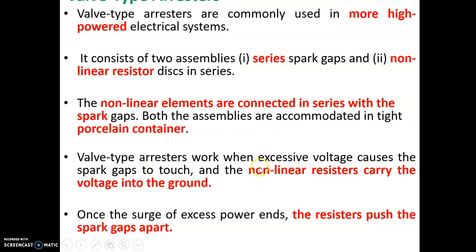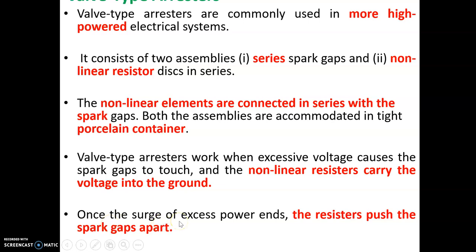A valve type arrestor works when excessive voltage causes the spark gaps to break down, and nonlinear resistors carry the surge into the ground. I told you how it will pass to the ground: when voltage is high, resistance will drop down, the gap will be ionized, and the whole surge will go out to the earth. And once the surge of excess power ends, the resistor pushes the spark gaps apart. So what is the meaning of this? When the surge disappears, what will happen?